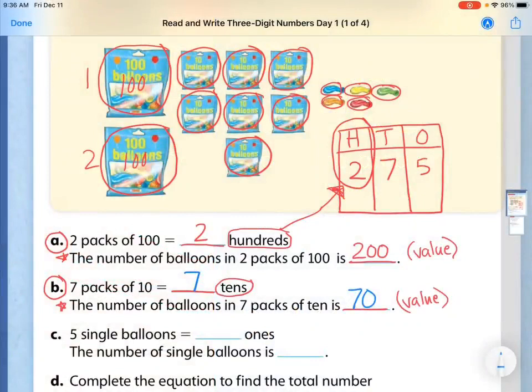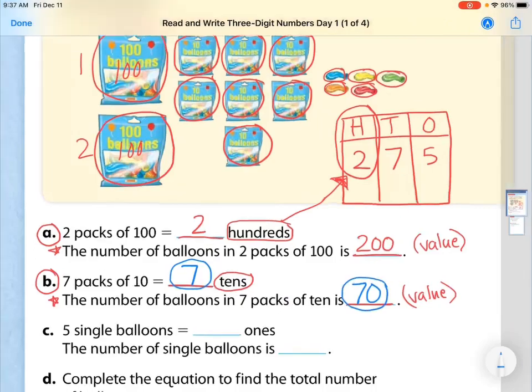Okay, I hope you have the correct answer. You should have that 7 packs of 10 is the same as 7 tens. And the number of balloons that you would have if you had 7 packs of 10 is 70. So hopefully you got that as your answer for B.